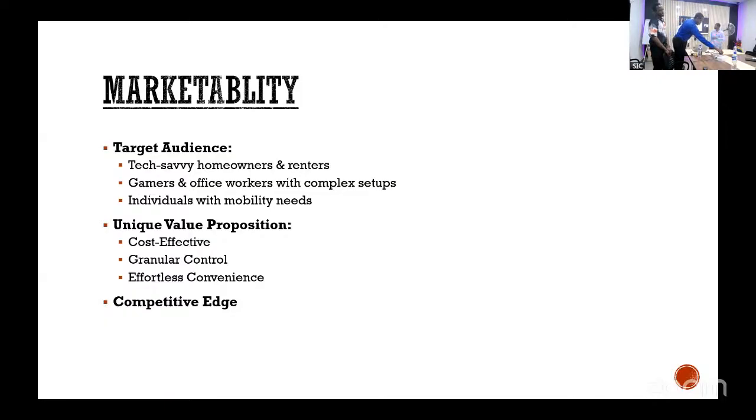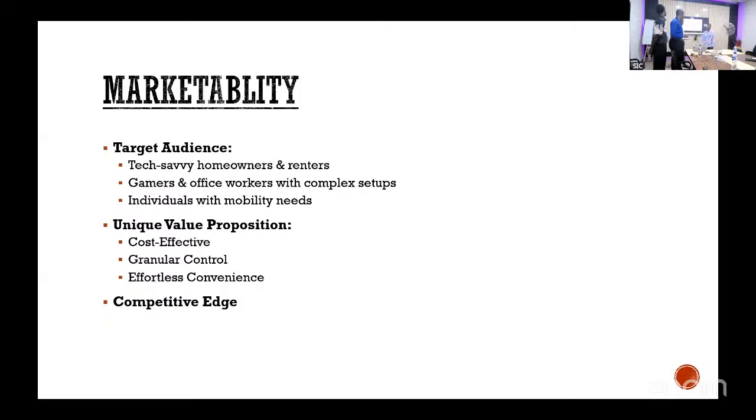Then we talk about the unique value proposition, which sets our project aside from other projects. It's cost effective. If you check the core components of this project, which include the ESP8266 device, the microcontroller, the transistors and the resistors, they are cost effective, within the range of $8 to $10 per unit, which makes it very cost effective for individuals and the market audience.